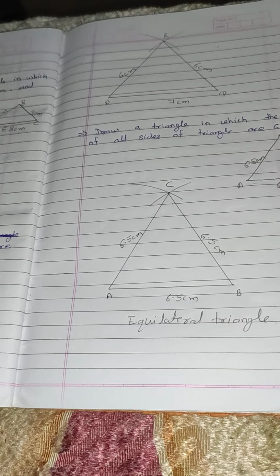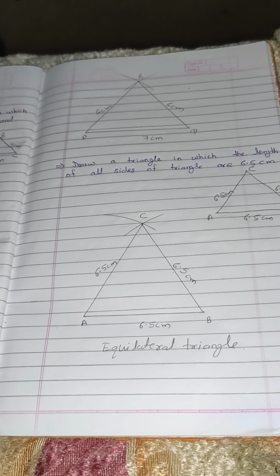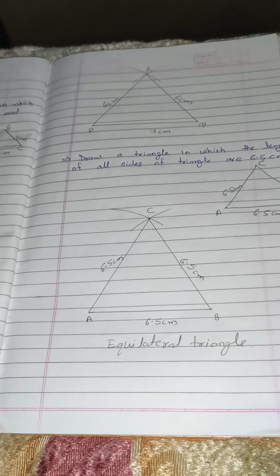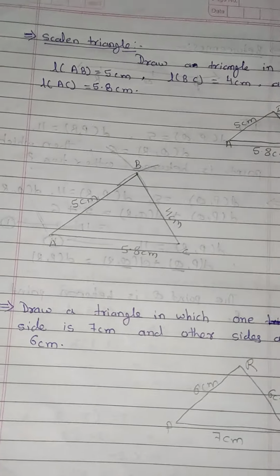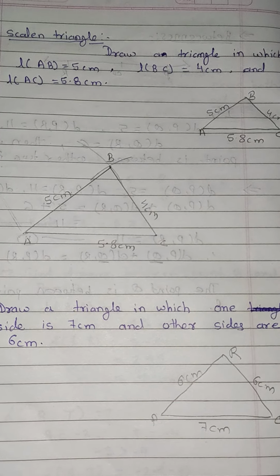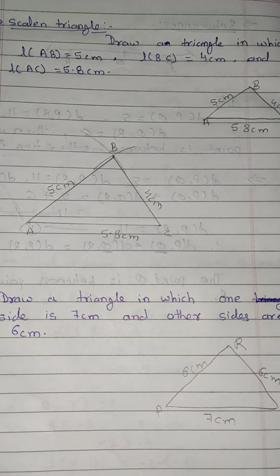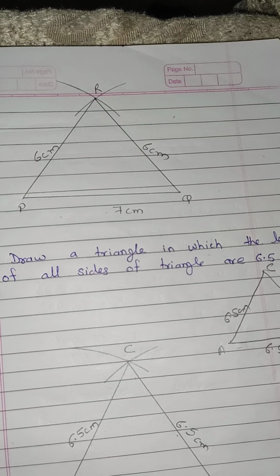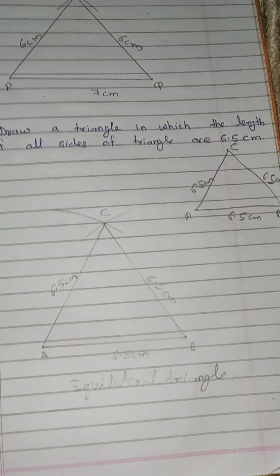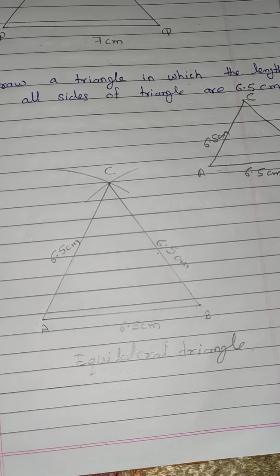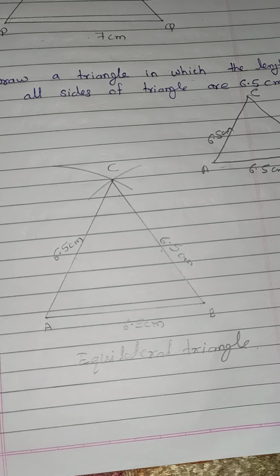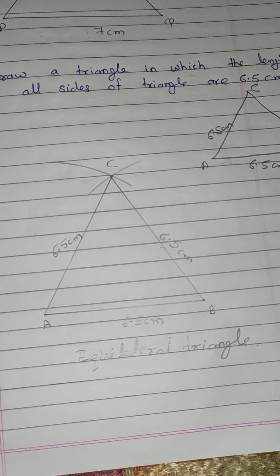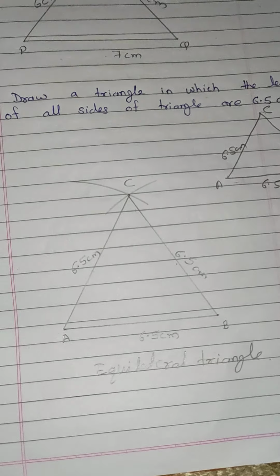So there are three different triangles based on length. The first one is the scalene triangle: all three sides are different. The second one is the isosceles triangle: two sides are the same and one is different. And the third one has all sides the same. That is the equilateral triangle. Now you have all seen the three different types of triangles.